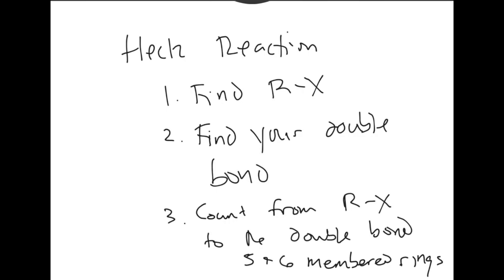All right. So for the Heck reaction, find your Rx, find your double bond that you're gonna make your new bond to, and then count from that Rx to the double bond. And you're gonna prioritize making 5 and 6-membered rings.